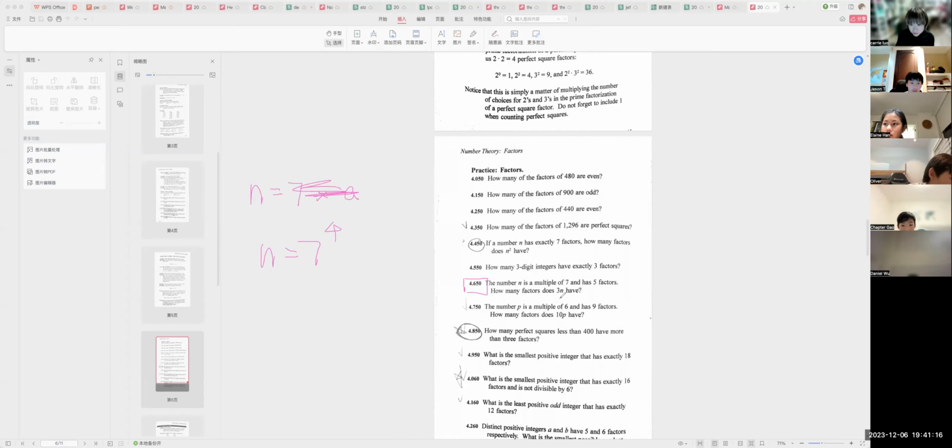How many factors does 3n have? So 3n equals 7 power 4 times 3. So how many factors are there? 4 plus 1 times 1 plus 1 equals 10.